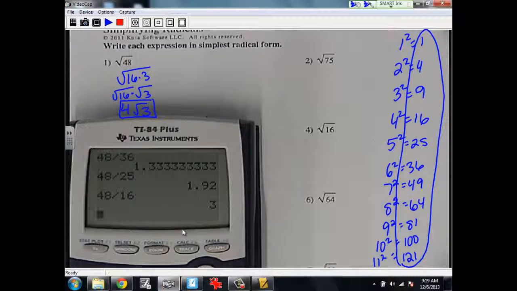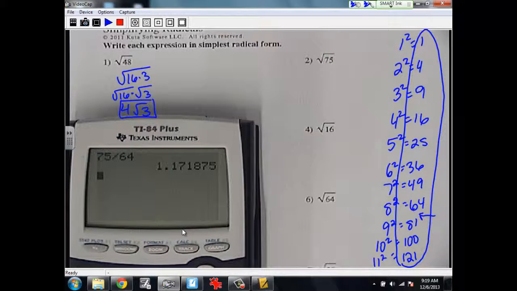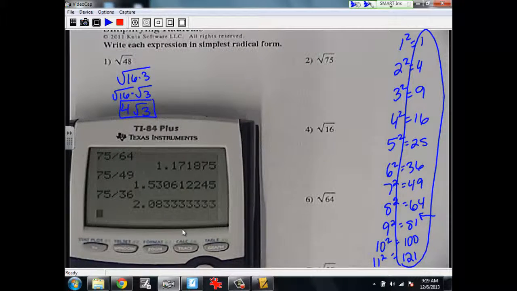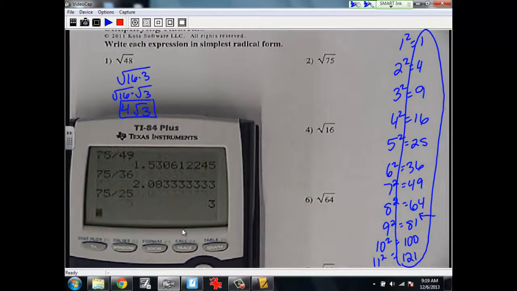Good. Number 2. So it's the same idea. 75. Where does 75 fall? Somewhere in here. I'm going to start in here, and I'm going to work my way up. So I'm going to say 75 divided by 64. It gives me a decimal. 75 divided by, now I'm going to go with 49. It's a decimal. 75 divided by 36. It's a decimal. 75 divided by 25. Oh, hey, whole number, right?